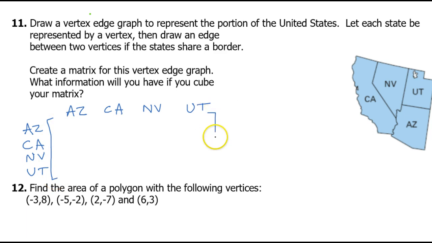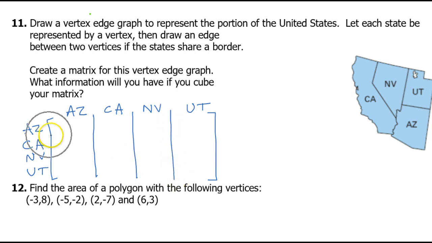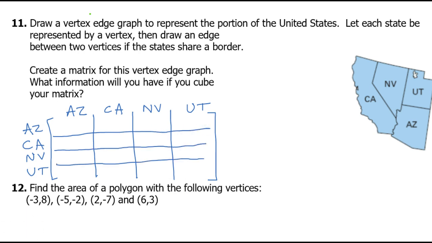Okay, so when I do my adjacency matrix, easy. So now I'm all ready to fill in this adjacency matrix. So the question is, well, okay, a state cannot share a border with itself. So that means all along this diagonal, I'll have zeros to show that Nevada cannot share a border with Nevada.